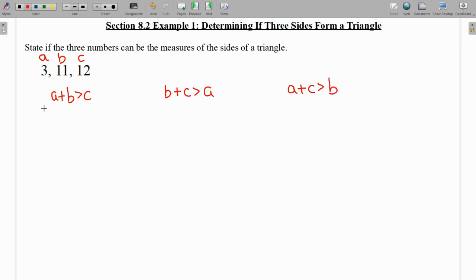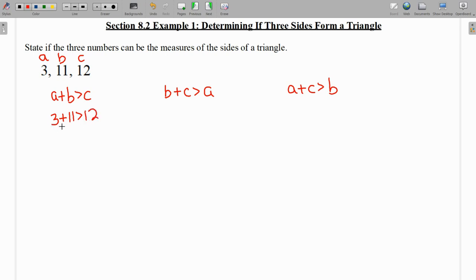Now, in these three criteria, I'm going to replace any A that I see with 3, any B that I see with 11, and any C that I see with 12. So in the first criteria, I'm going to have 3 plus 11 greater than 12.